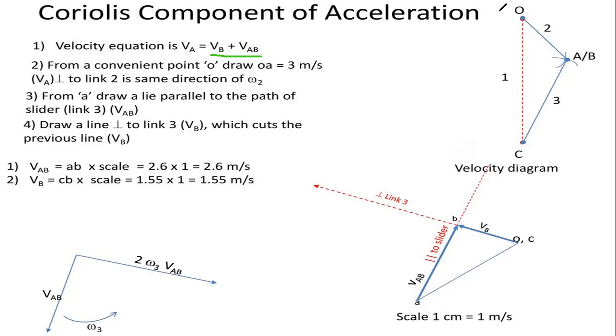Next, from A, draw a line parallel to the slider. So this is the slider. We are going to take the same line, the parallel line from the point A. So from point A, draw the slider AB, which is parallel to AB. Then draw a perpendicular line to link 3. This is link 3 and we are going to draw the perpendicular line, like this.